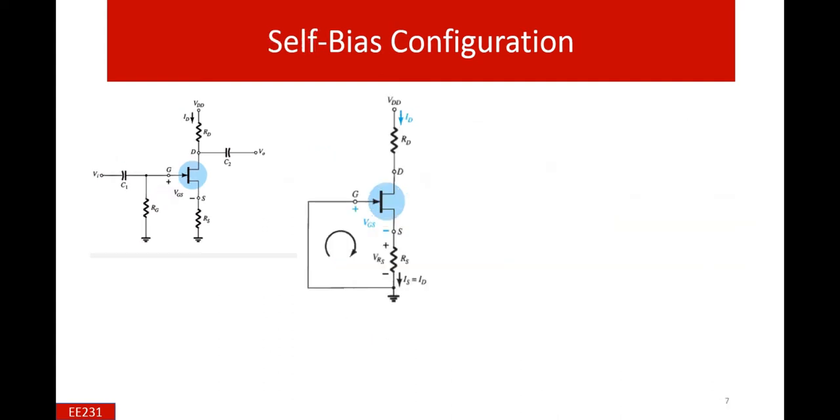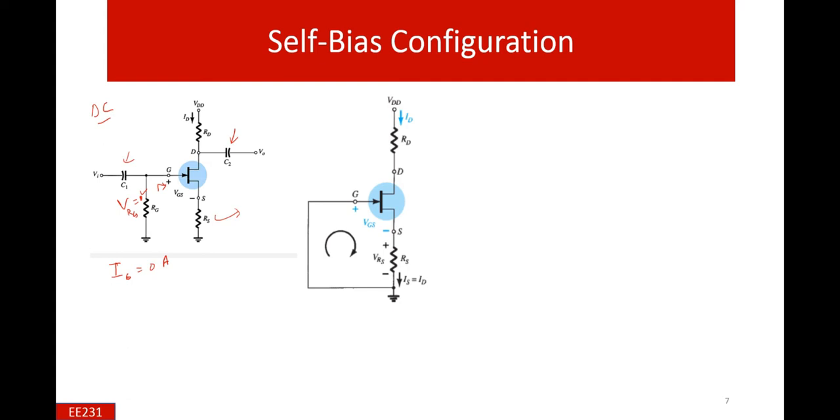So next is the self-biased configuration, and in the self-biased configuration, this can be achieved through the value of RS, which is given here. And again, it is a DC analysis. For DC analysis, capacitors C1 and C2 are still open, showing high impedance, and again the voltage drop across this RG is equal to 0 because there is no current in the gate. So we finally can say that the current through the gate terminal is 0 ampere.